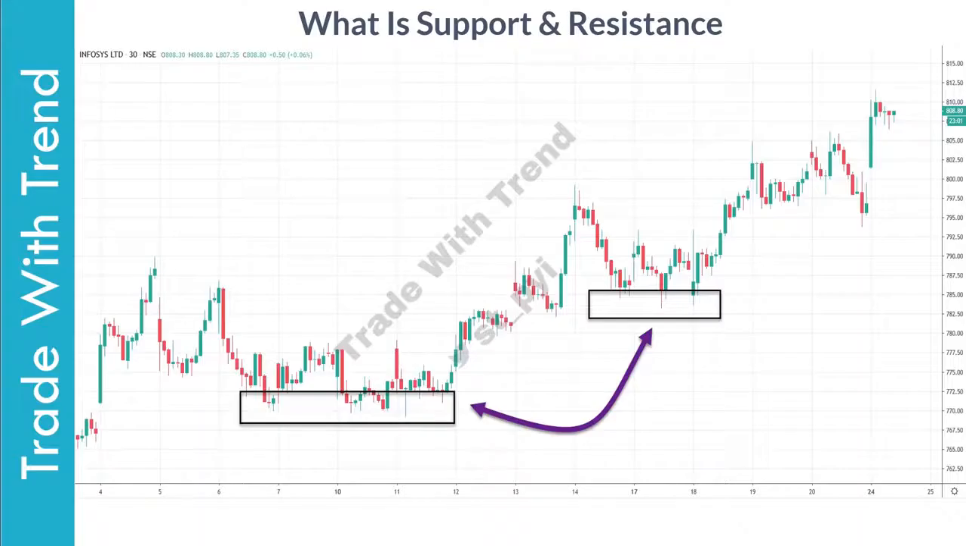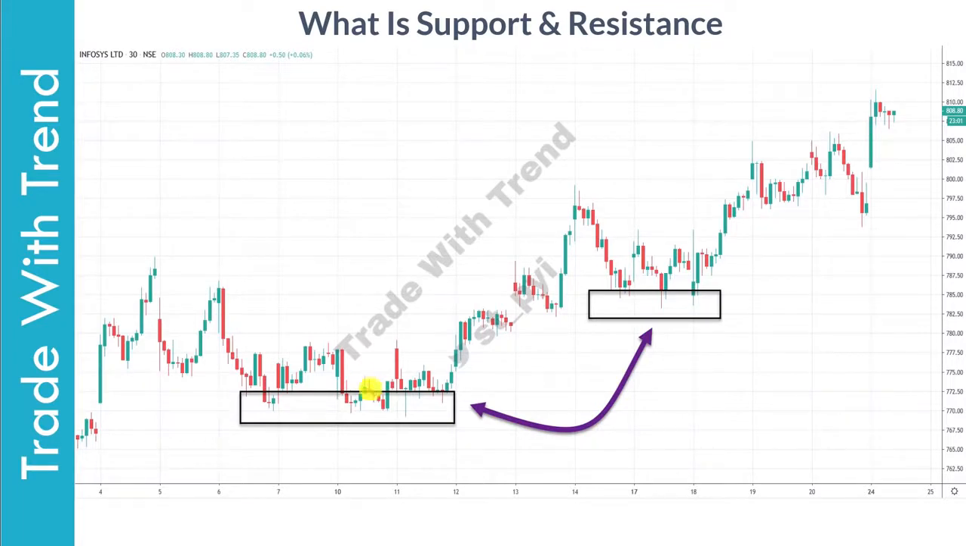So support and resistance is one concept that is known to almost every trader who is in the market. And let me first show you the basic support and resistance structure that is visible on a candlestick chart, and then I will show you how you can see this on a RENKO chart.